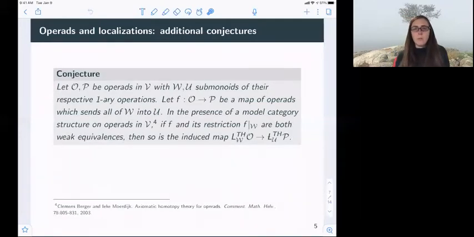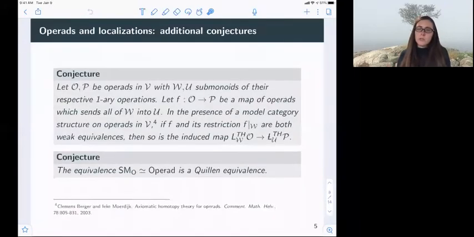And once I start thinking about model category structure, the other question that I'm trying to show is that this equivalence between the subcategory of symmetric monoidal categories and operad is actually an equivalence. So if we're thinking about operads in sets, SMO is a subcategory of permutive categories, which has a model category structure constructed by Sharma. And we can use the axiomatic homotopy theory for operads to construct a model category structure on operad.